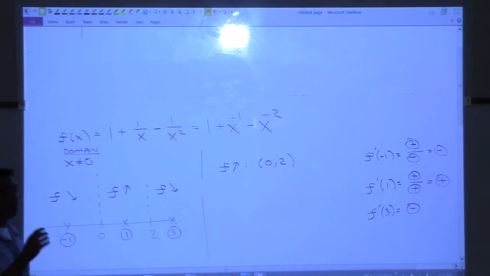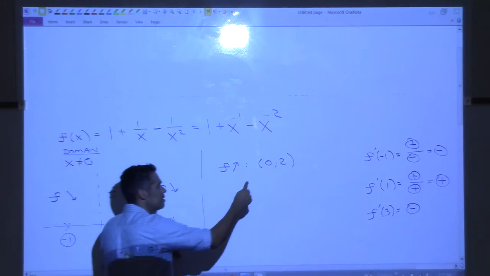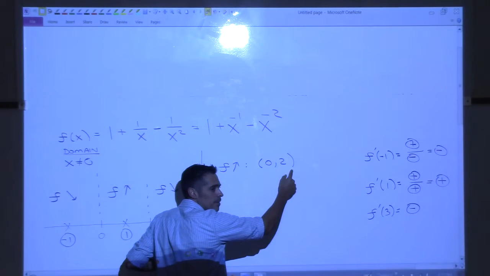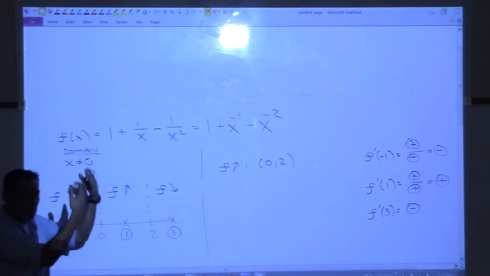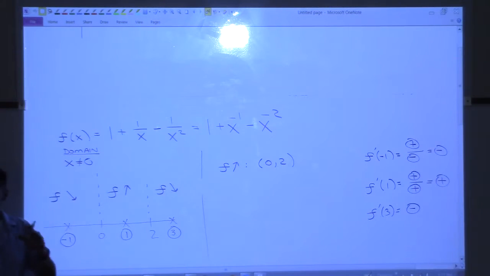But let's say you wanted to actually include some endpoints. Could you put brackets on both the 0 and the 2? You couldn't. You can only put it where? Only on the 2, because the 0 is not even in the domain of the original function. That's what I was trying to say earlier. That's why it's safer to just do parentheses.